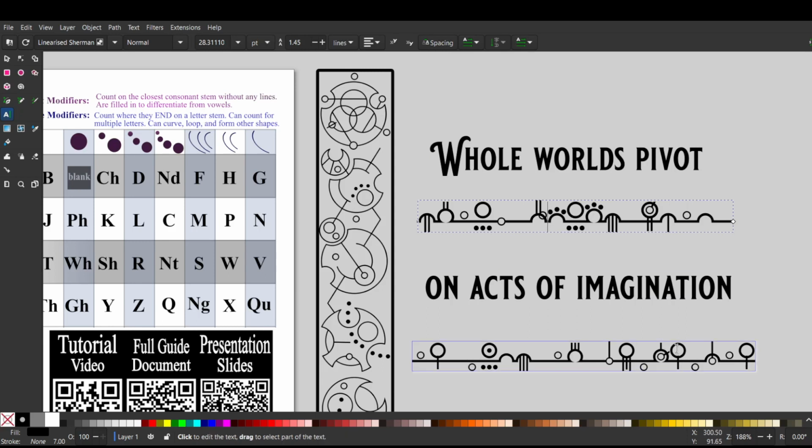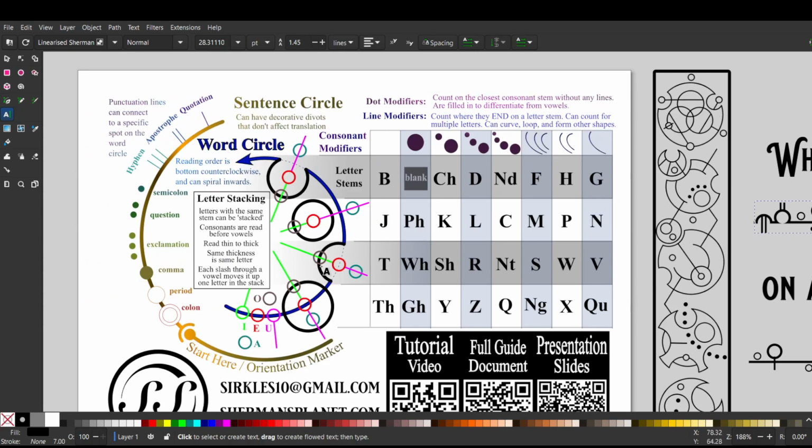And then we have an N here with the one line there. A T is a shallow divot, I line going inwards, I. And then we have our O and an N. Now, the O is before the N, and normally when a vowel is with a consonant like this GI, the consonant is read before the vowels. But if we look at our letter stacking rules, each slash to a vowel moves it up one letter in the stack. So that slash at the O brings it up in front of the N. So O-N as opposed to N-O. So yeah, I-M-A-G-I-N-A-T-I-O-N. So yeah, that's that design.